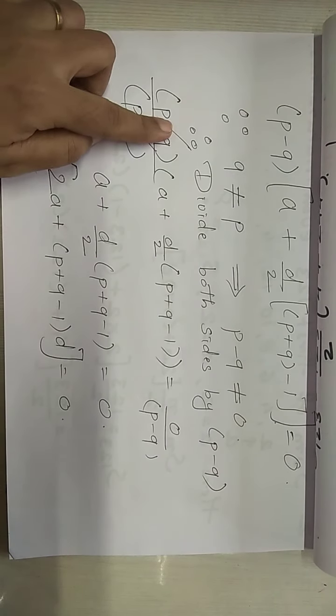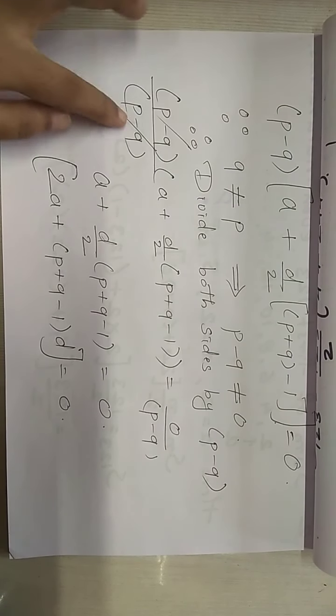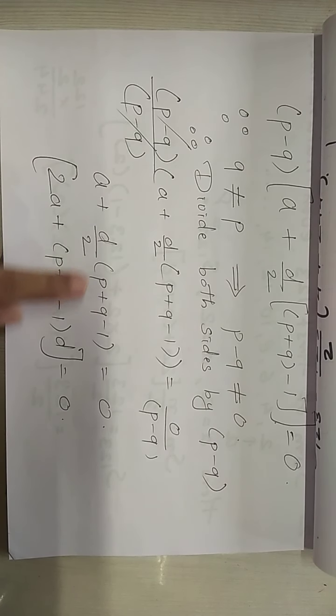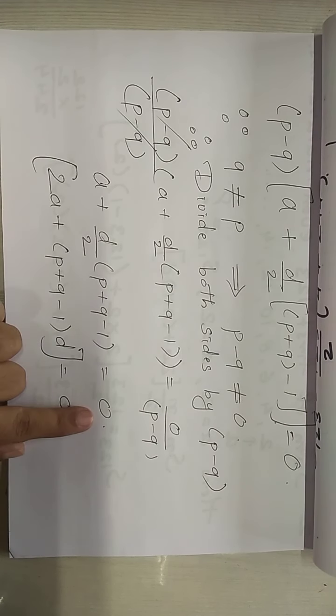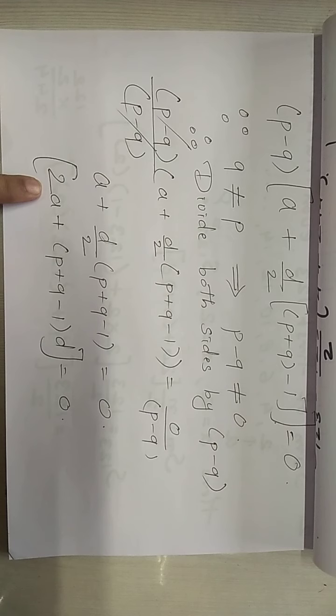So P minus Q and P minus Q cancel, and 0 divided by any number is 0 itself. So this full term vanishes. You are left with only A plus d upon 2 into P plus Q minus 1, and this side you are left with 0. This 2 goes up over here, cross multiplies. So this will become 2A plus P plus Q minus 1 D I am writing behind, and when you cross multiply you get the 2 also down. But this 2 is of no use because this 2 will go with 0, it will become 0 only. So we have 2A plus P plus Q minus 1 into D equal to 0.